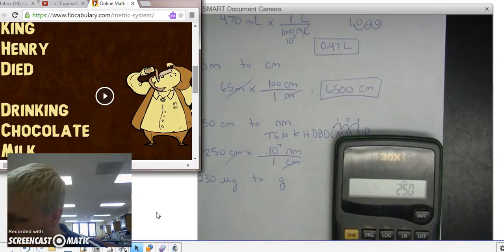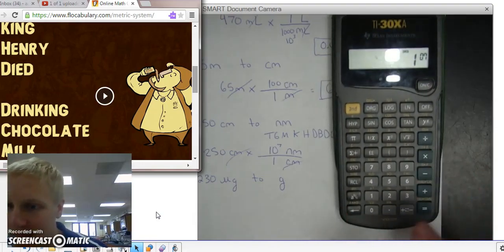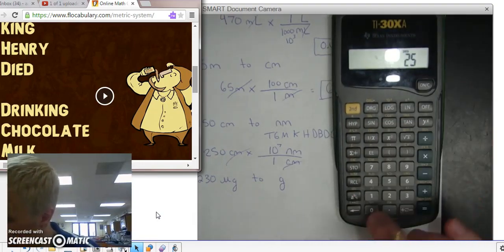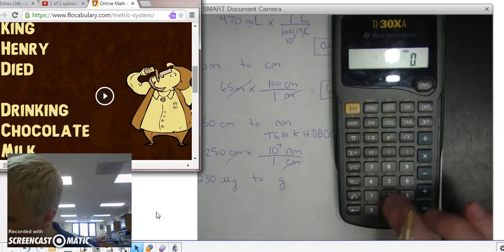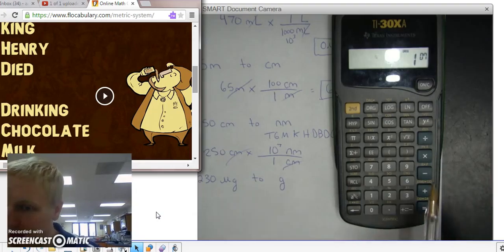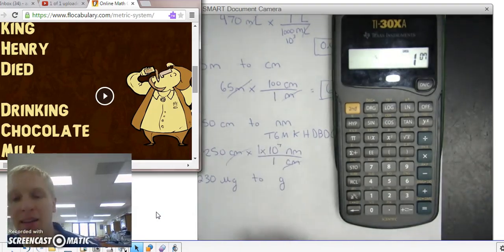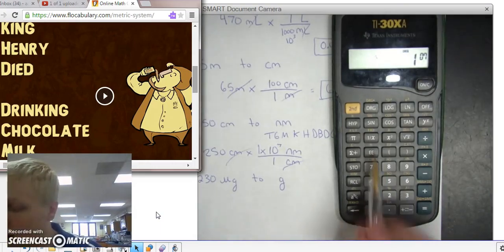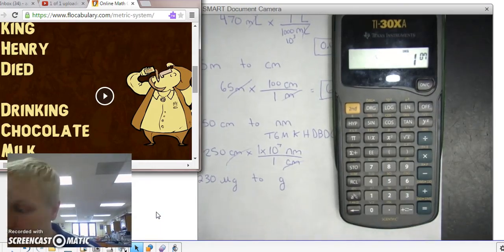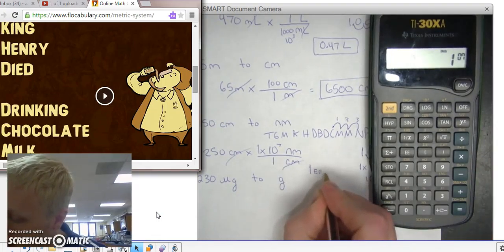250 times 1 E7. Let me show that one more time where you can see it. What I typed in was 250 times 1 E7. This is 1 times 10 to the positive 7. This EE button stands for times 10. So it's equivalent to writing 1 EE7.